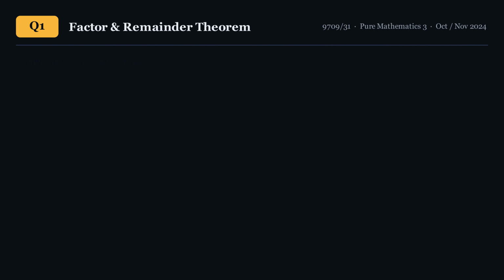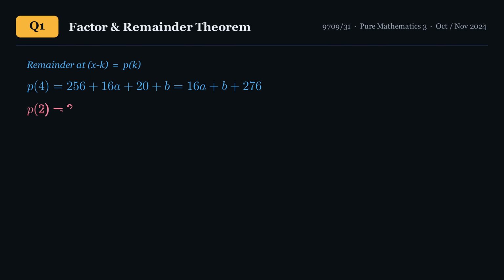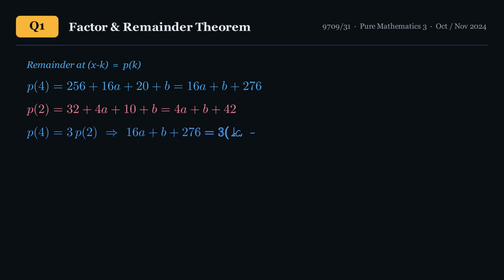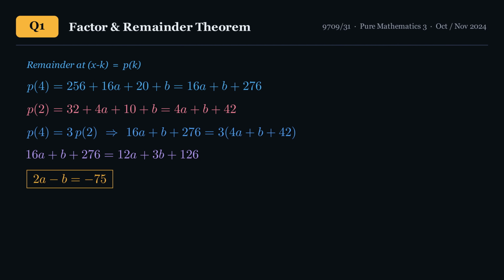Next, the remainder theorem. Dividing by x minus k leaves remainder p of k. So p of 4 and p of 2 give the two remainders in the question. First evaluate p of 4. Then evaluate p of 2. Use p of 4 equals 3 times p of 2. Simplify the algebra. This gives 2a minus b equals negative 75.